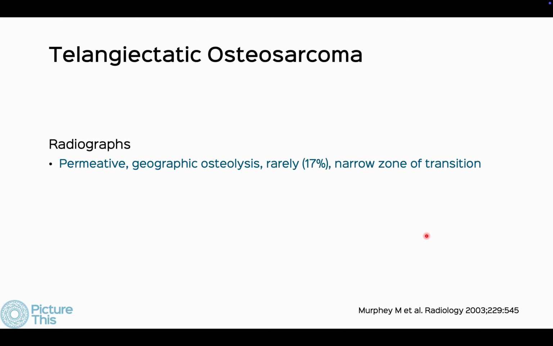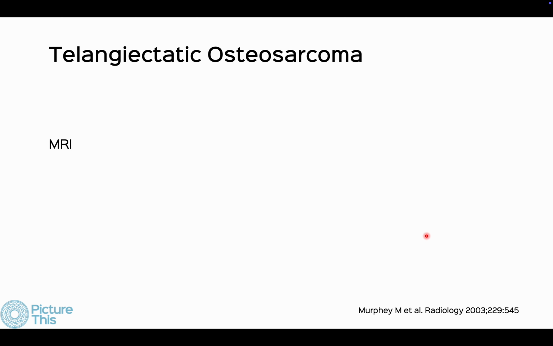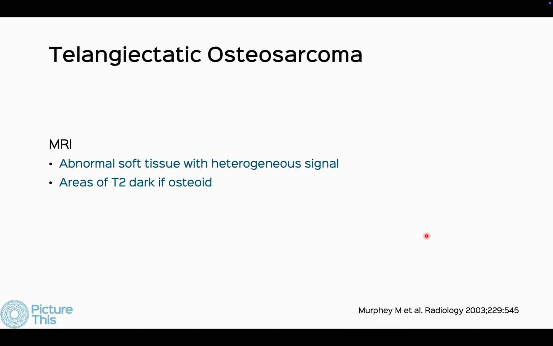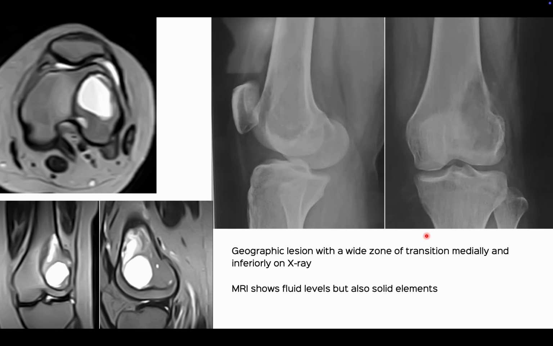And as we described on the X-ray, most of the times you get an aggressive lesion. Very rarely do you get a narrow zone of transition. Aggressive periosteal reaction, extraosseous extension, and osteoid on MR. There's abnormal soft tissue, dark areas if there's osteoid, fluid levels, etc.